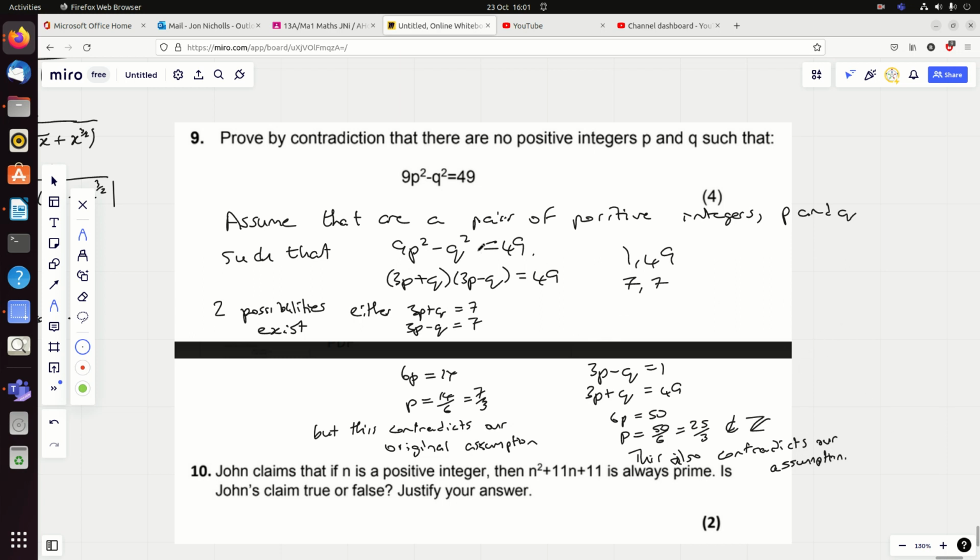So what we've proved is that if this is true, you're bound to get values of p and q which are not integers. Hence, I can now say it is not possible to find two values p and q. Let's write exactly as I put it: hence, there are no positive integers p and q such that 9p squared minus q squared equals 49. And that's a full proof by contradiction.